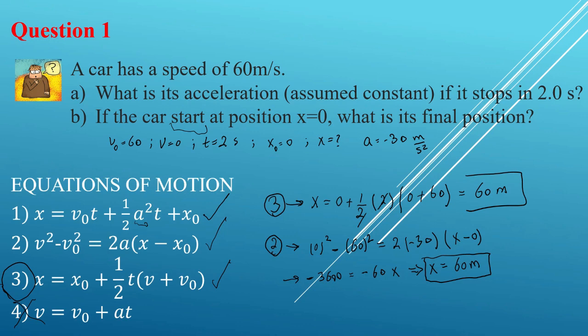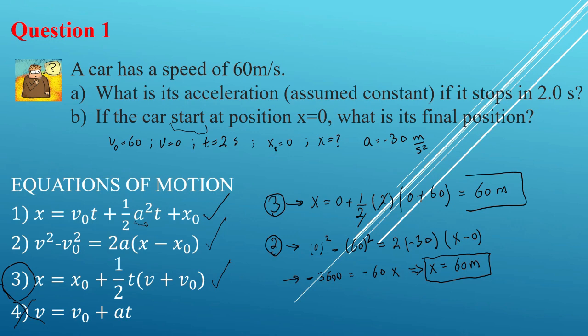If I use equation 1 or equation 3 and 2, they both give me the same answer, right? What's the problem here? There are 2 problems. First of all, I spent more time solving this, going with the square. Equation 2 is not a linear equation, so it's not easy to solve this problem. The second problem, which is the most important one, is I'm using the answer from part A, right? If this answer is wrong, then part B is also going to be wrong.